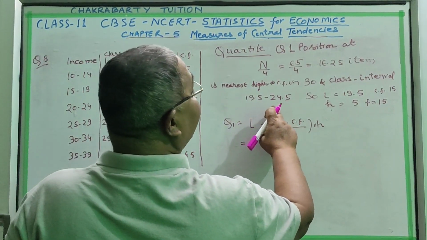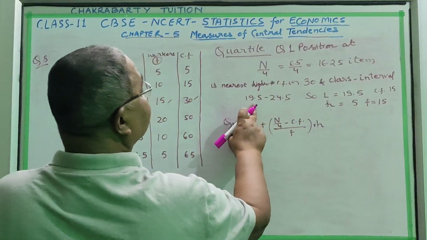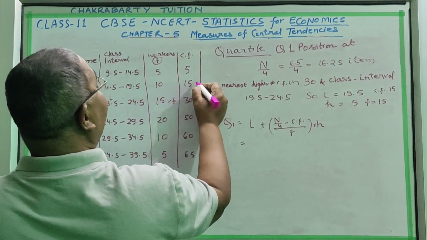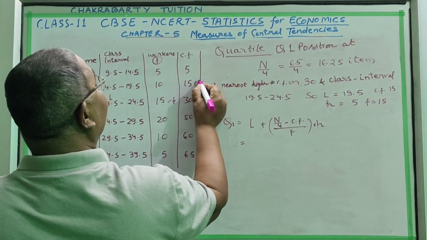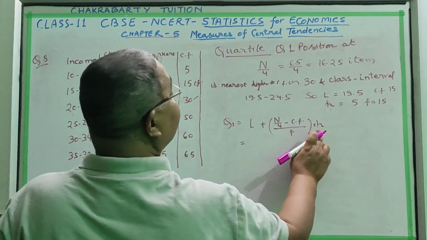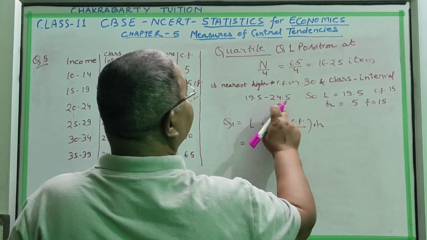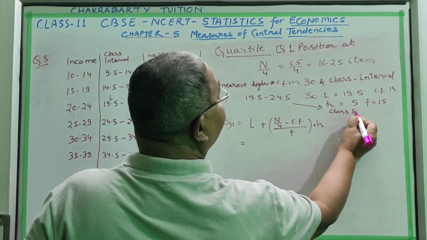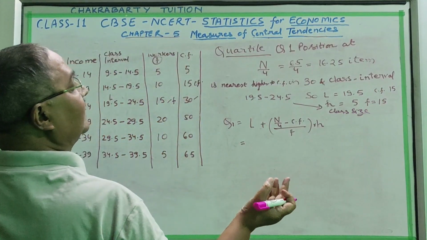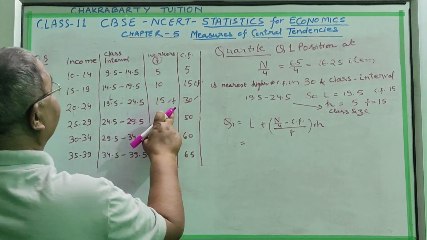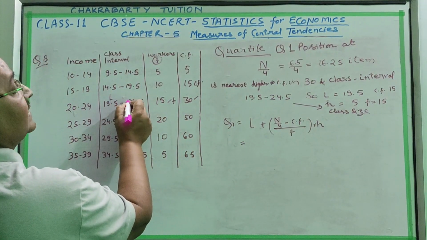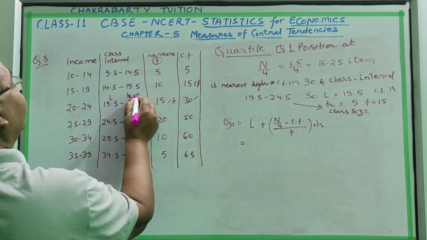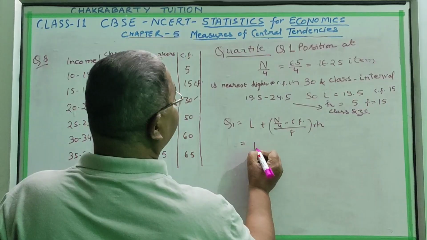So here L is equal to this lower limit. This is your L, and this is your frequency, and this is your CF, the cumulative frequency of the previous class. And H equals 5, because the difference between these two is H. The difference is the class interval. H is the class size, or class interval also you can say. Frequency is 15, class size H is 5. Okay. So now we will fill in the figures.